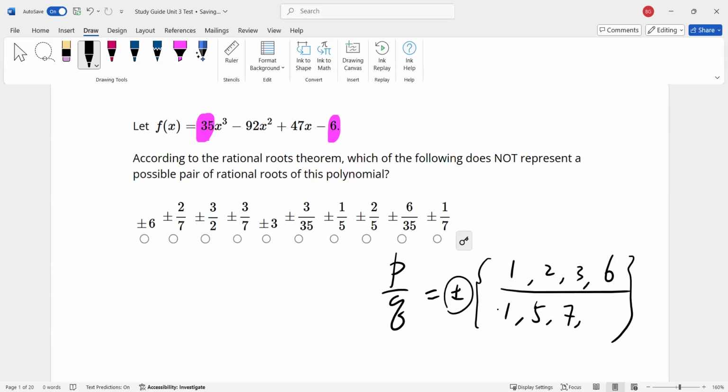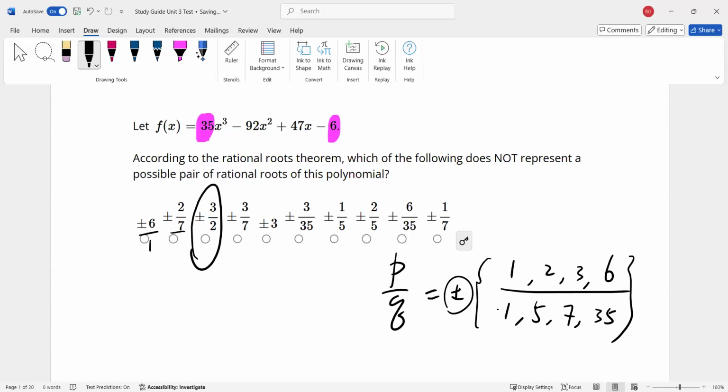I think, and all the way to 35. So those are all the 4 factors of 35. 35 can be factored as 1 times 35, and can also be factored as 5 times 7, so 4 factors. As you can see, in this one the denominator is 2. That wouldn't work, 2 does not appear in the denominator. And plus minus 6 over 1, that is fine. Plus minus 2 over 7, that is fine. 3 over 7, that is fine.